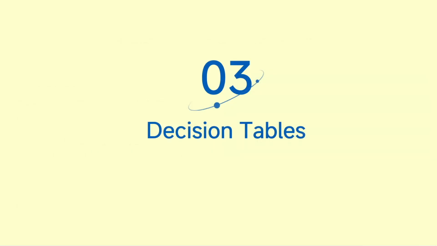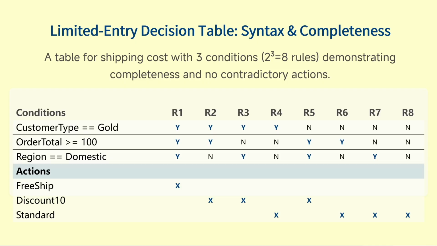The third topic for the day is decision tables. First we will look into the example and then we will try to understand how we can draw a decision table. Assume this as a simple example of a similar inventory system. Here we have 3 conditions: first condition, second condition and the third condition. The first condition is customer type, what category they are going to be, gold or silver or platinum, and the order total should be greater than 100. This is another condition, and the region being domestic or international, here it is domestic, okay.